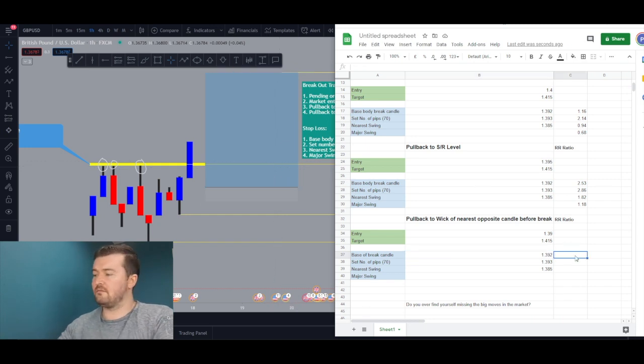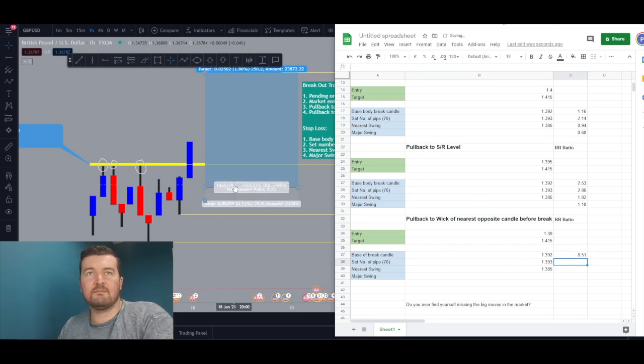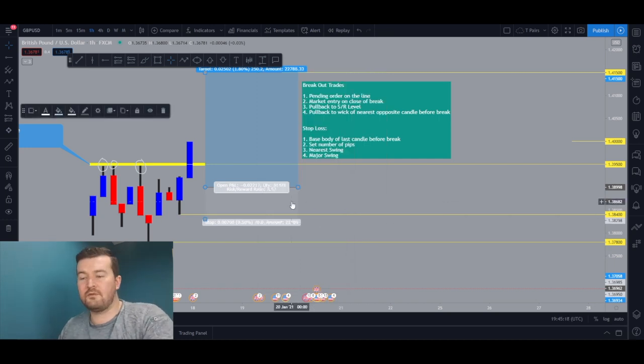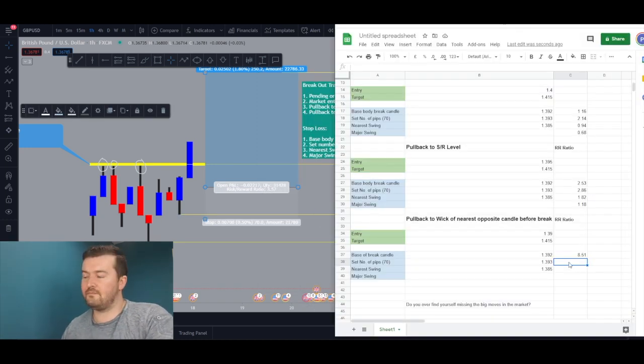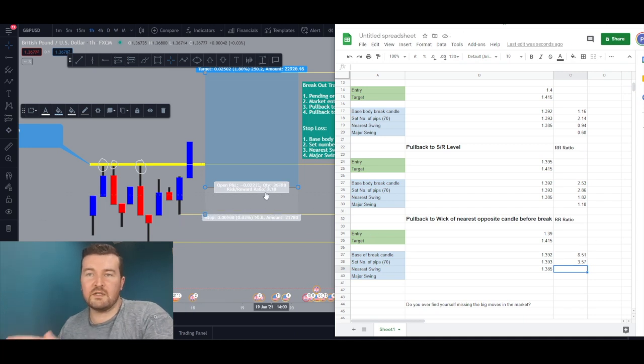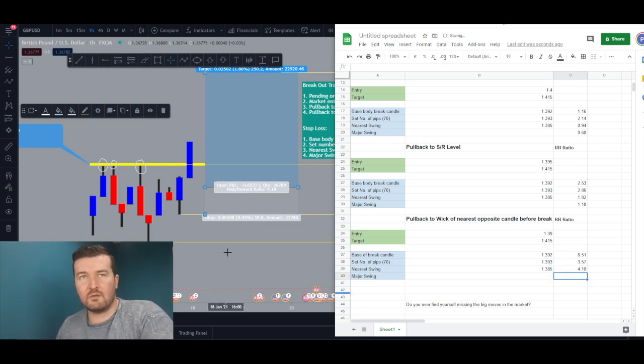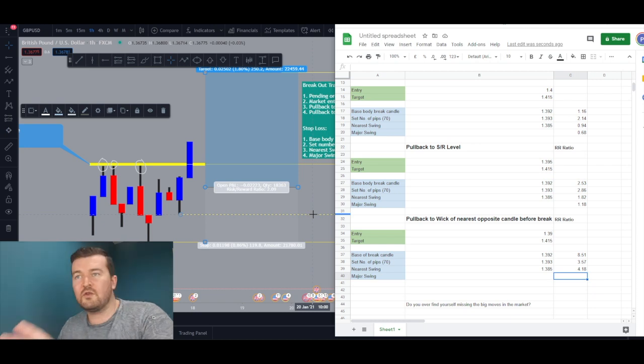8.51%. A set number of pips. So let's type in 70, which is 700 ticks. 3.57%. Or R, if you want to just do it based on risk reward. The nearest swing, which is here, which is 4.18. And then there's the major swing, and the major swing is 2.09.